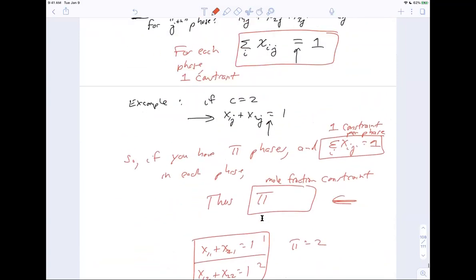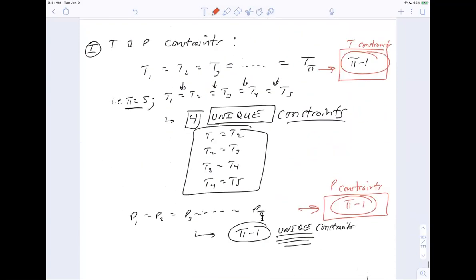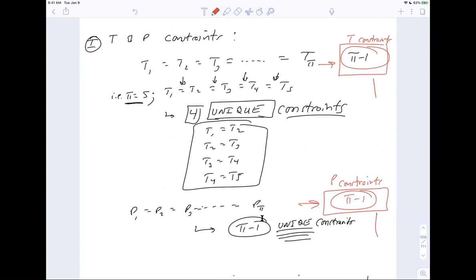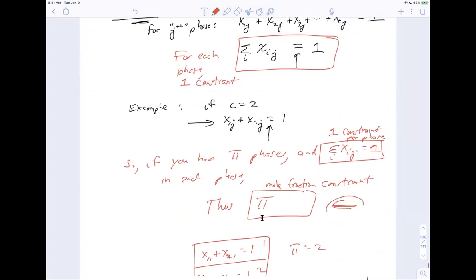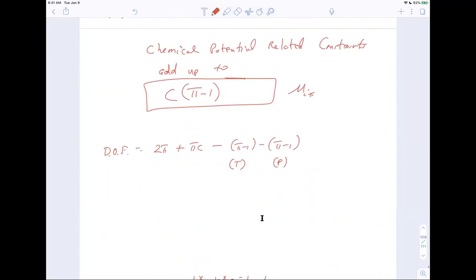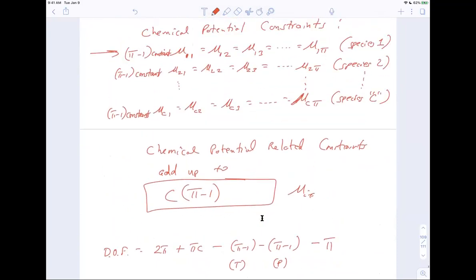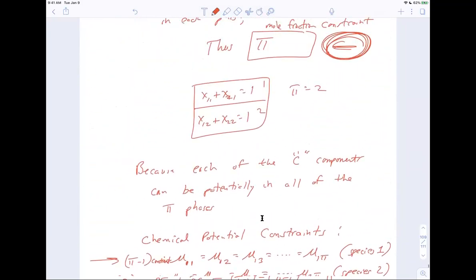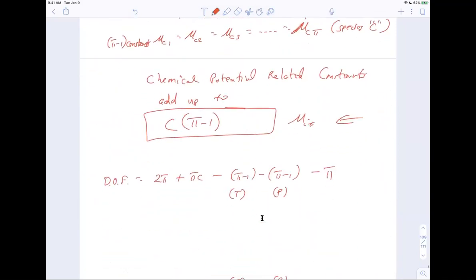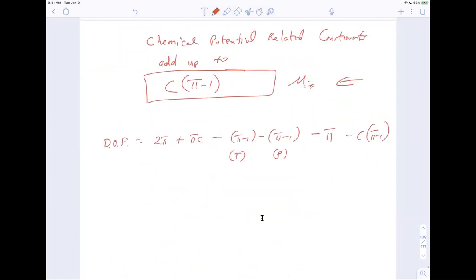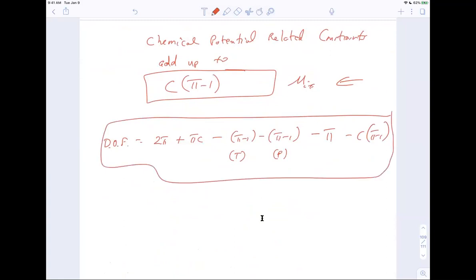Okay, so let's go back and see what else we have. So here's the temperature one, here's the pressure one, we got those. Okay, this is from the composition right here. These are the composition constraints. So for each phase, we had 1. And since we have pi phases, that's pi. So let's subtract out a pi. And then finally, we had the chemical potential. So we've done this one. And finally, we have the chemical potential here. So we have to subtract out C times pi minus 1. Okay. So let's see what this leads us to.